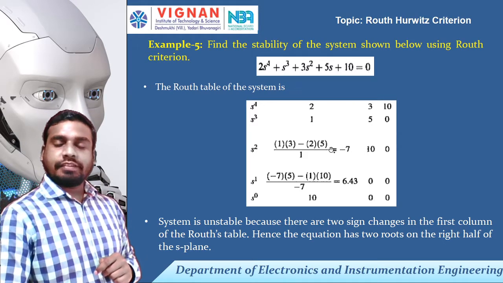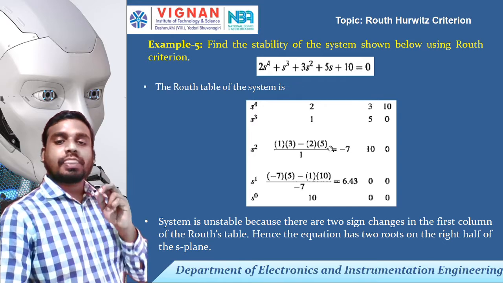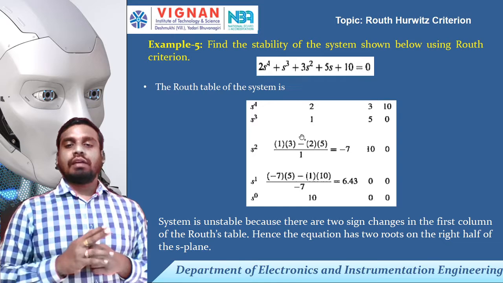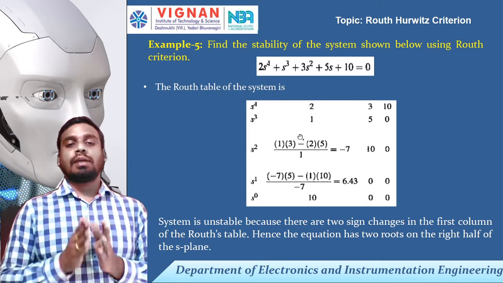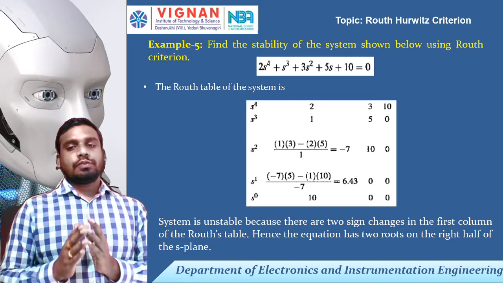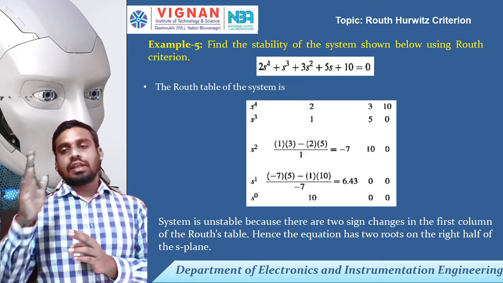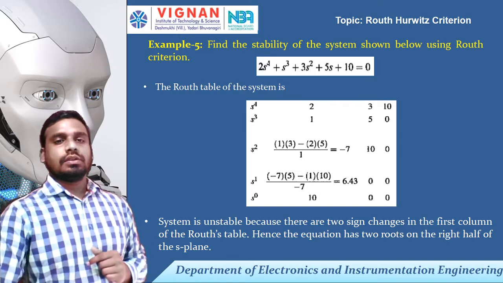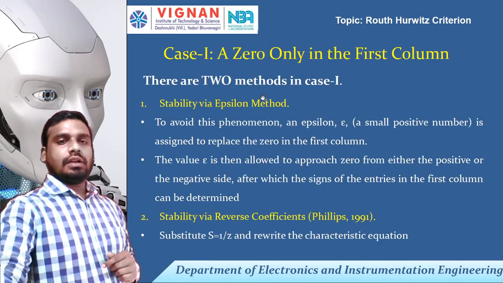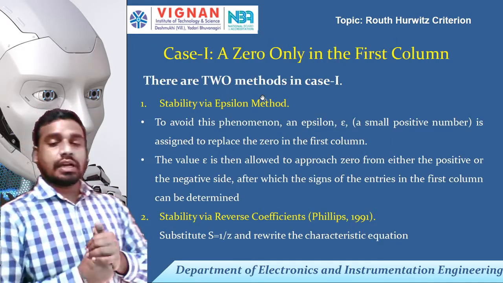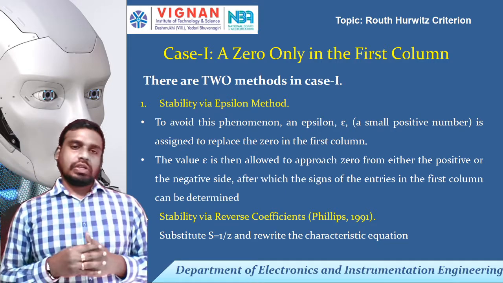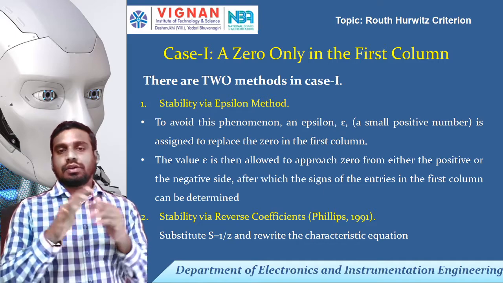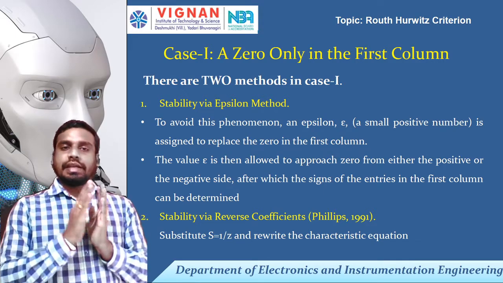1 to minus 7 is one sign change, and minus 7 to 6.43 is another sign change. Therefore, we have two sign changes in the first column of the Routh table. Therefore, the two roots are lying on the right half of the s-plane. Two poles are lying on the right half of the s-plane. Right? So now we'll consider the case studies. I hope till here it is clear how to estimate the stability based on the Routh stability criterion.